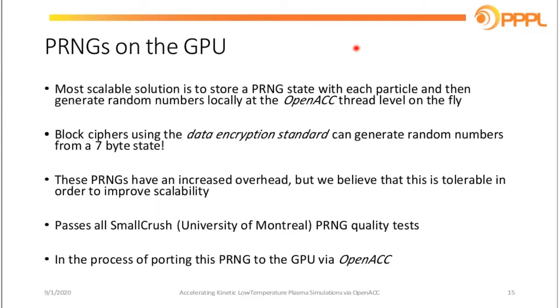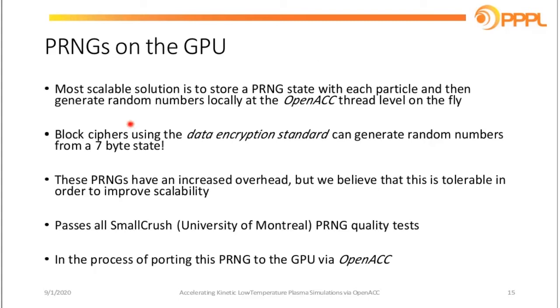One of our researchers, Johan Carlson, suggested that perhaps the most scalable solution is to store a pseudo-random number generator state with each of the particles itself. Then we can generate random numbers with OpenACC at the thread level on the fly. The challenge was that a lot of the state-of-the-art random number generators, for example the Mersenne Twister, have states on the order of kilobytes, and we just can't afford to shunt those states around when we're reordering memory or moving particles across different processes.